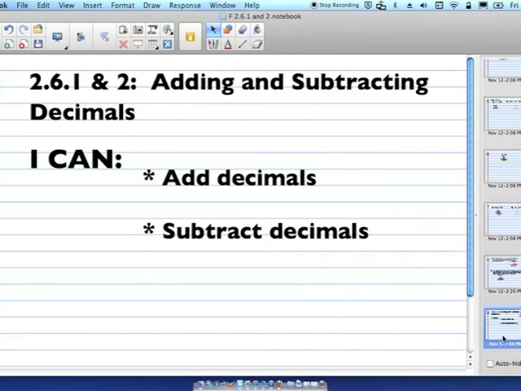Tonight's lesson was adding and subtracting decimals. I can add decimals and I can subtract decimals. Although this video was short, it's loaded with information. Please review anything that you need to.